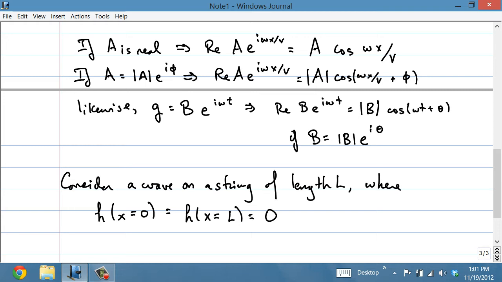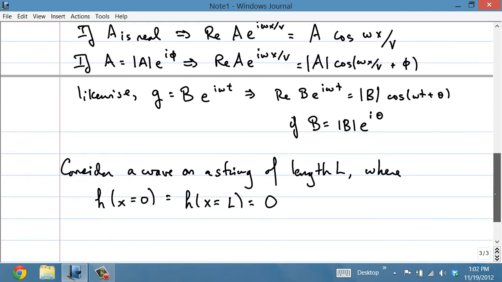And this boundary condition that we're imposing, that on either side of the guitar string at either endpoint h is equal to 0, will lead to some constraint on the solutions of this differential equation. So in particular, let's consider a solution. I could write it either as a cosine or a sine, but let's consider a solution written as a sine.